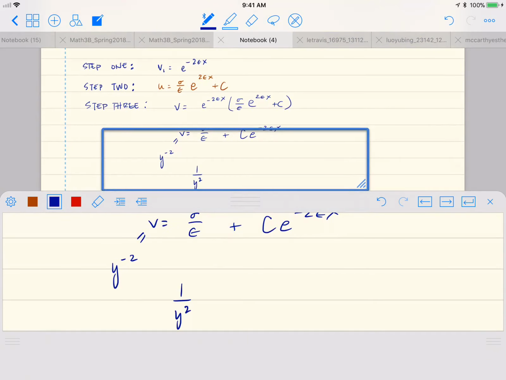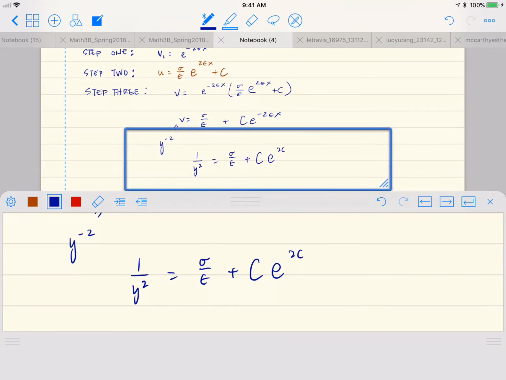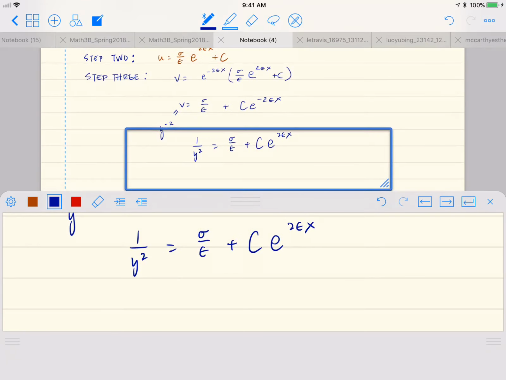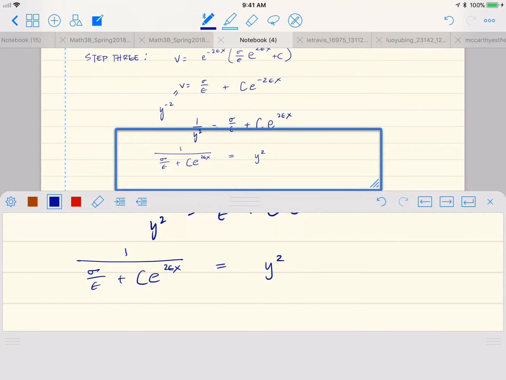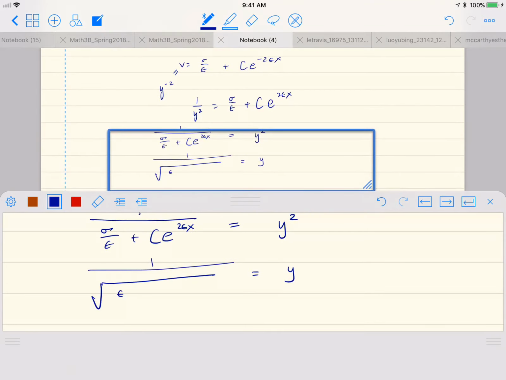So 1 over y squared is equal to sigma over epsilon plus a constant times e to the negative 2 epsilon x. So that means y squared is equal to the reciprocal of the right-hand side. So 1 over sigma over epsilon plus c e to the 2 epsilon x. And then we take the square root of both sides. So we have 1 over the square root of sigma over epsilon plus c e to the 2 epsilon x.